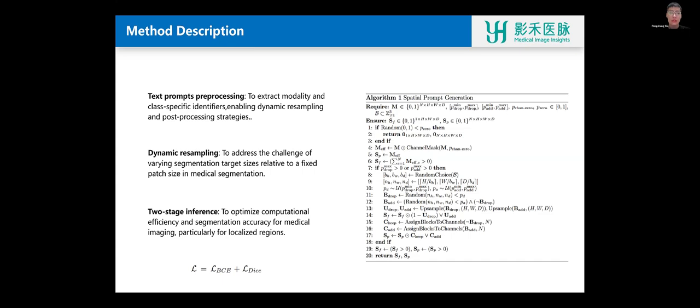For inference, two-stage processing ensures cost-efficient segmentation-guided localized high-resolution refinement. For spatial prompt generation, controlled random transforms simulate imperfect inputs, for example, partial annotations, enhancing robustness.